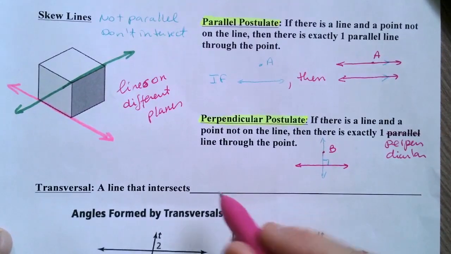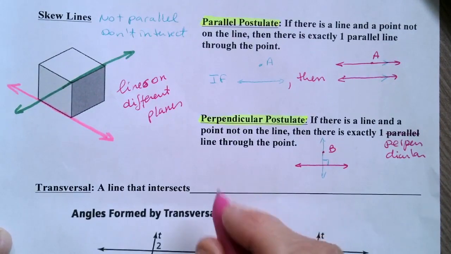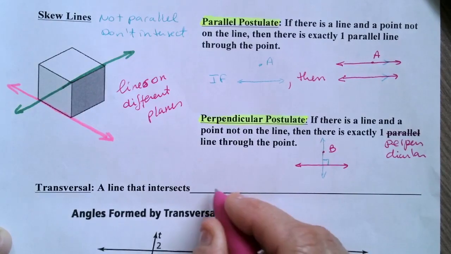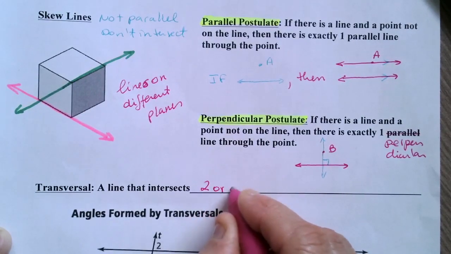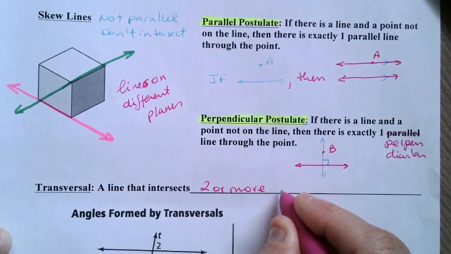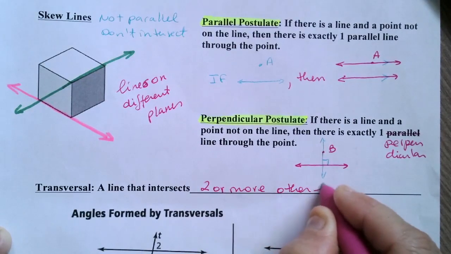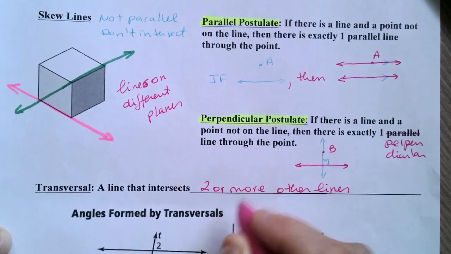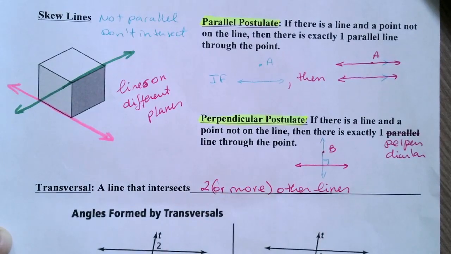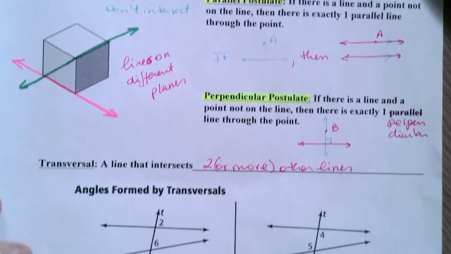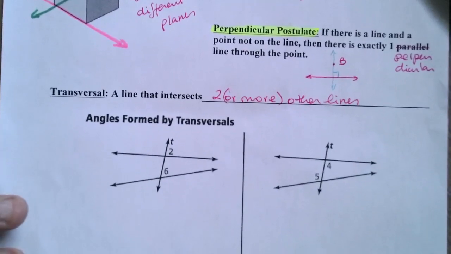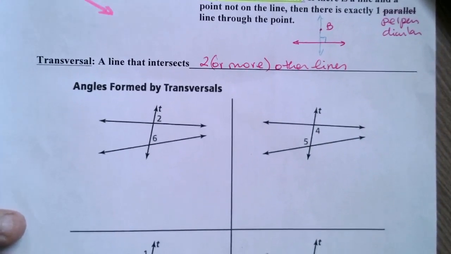Okay, a transversal is a line that intersects two or more other lines. Here, let's look at some examples of the angles formed when a transversal cuts two other lines.